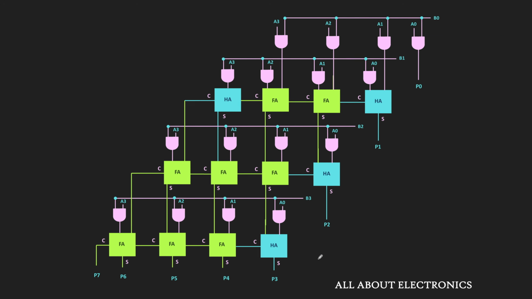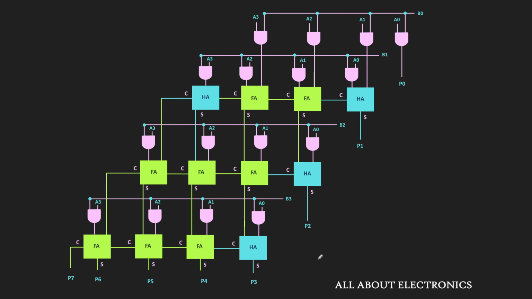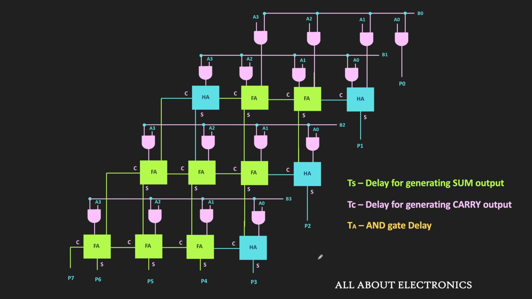So let us do the timing analysis of this 4-bit multiplier and find out the delay after which we will get the valid product output. Let's say TS and TC are the delays for generating the sum and the carry output of the adder. That means for each adder, after this TS and TC delay, the sum and the carry output will get generated. And here, TA is the delay of the AND gate. So after the delay of TA, the output of each AND gate will be available.